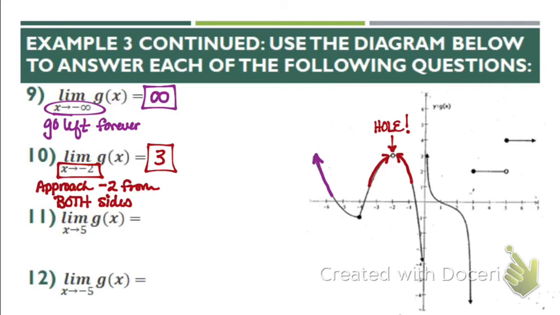What about 11? Why not? Yeah, if I'm approaching it from the left, the output appears to be getting closer to 2. But if I approach it from the right, the output is up at 4. Since I'm approaching it from both sides, I have this jump discontinuity here. My limit does not exist.